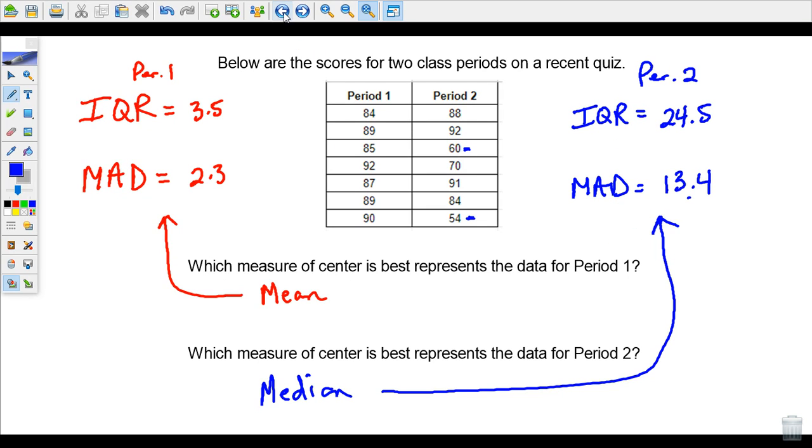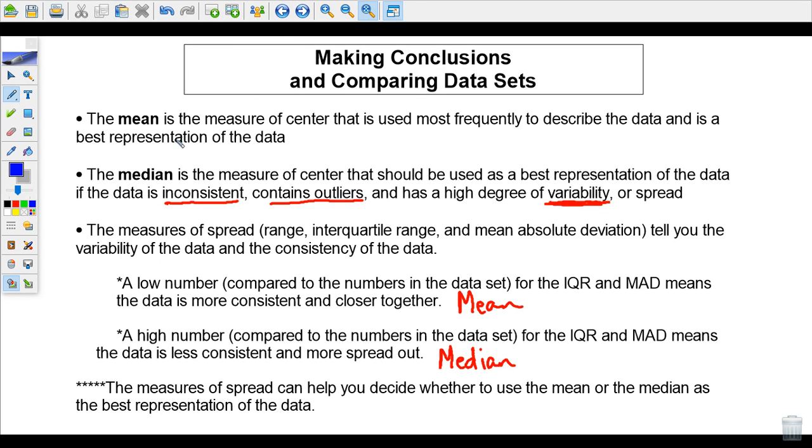So I want to go back to it again, just so I can stress the mean is the measure of center that is used most frequently. It's the one that we really want to use, but there are times when we can't use it because it is skewed. It is not really an accurate picture of what's going on. Those cases are when the data is inconsistent, when it's really spread out, when it has outliers, numbers that are really bigger than the others or really smaller than the others. If those things happen, then we would use the median.